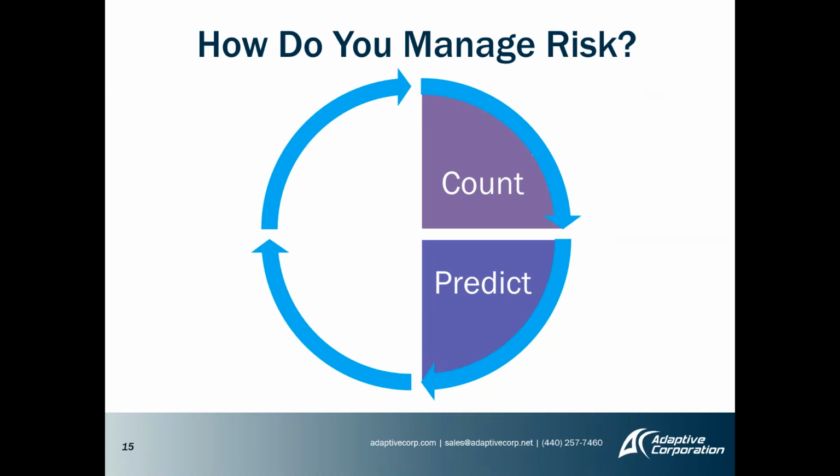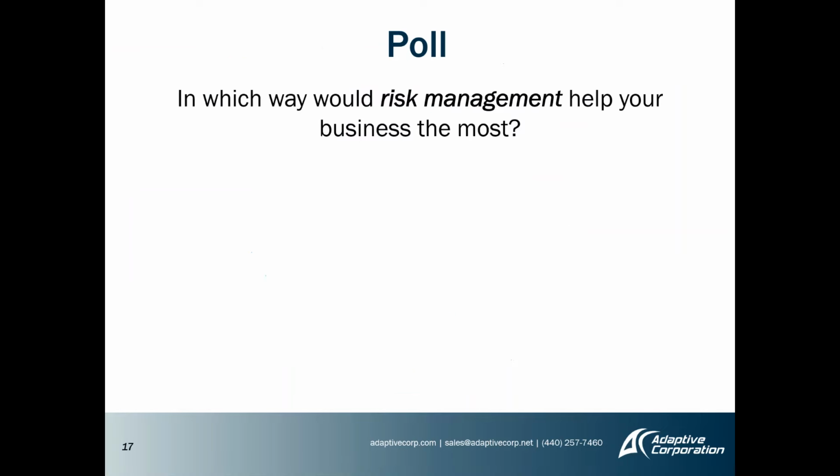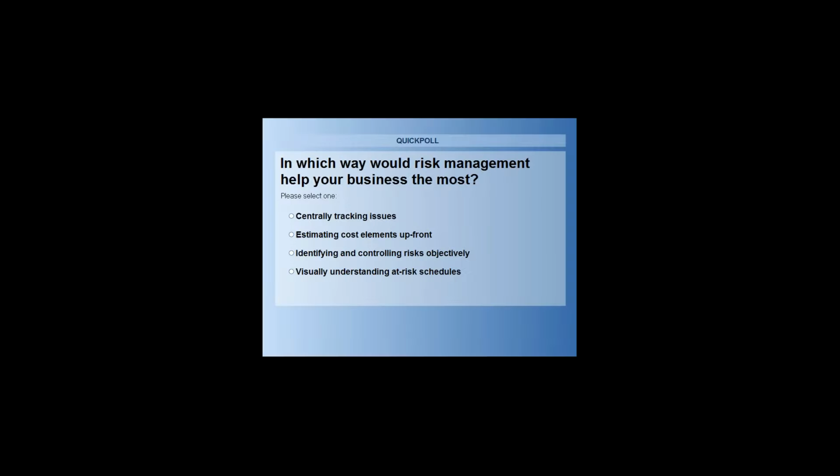Okay. We talked about these 4 areas: count, predict, order, and alert. So I want to take one last poll here and ask about risk management. Let's look at the 4 that I just talked about, and tell me which you think would help your business most. Which risk management activity would help you the most? So give everybody a minute to enter their answer.